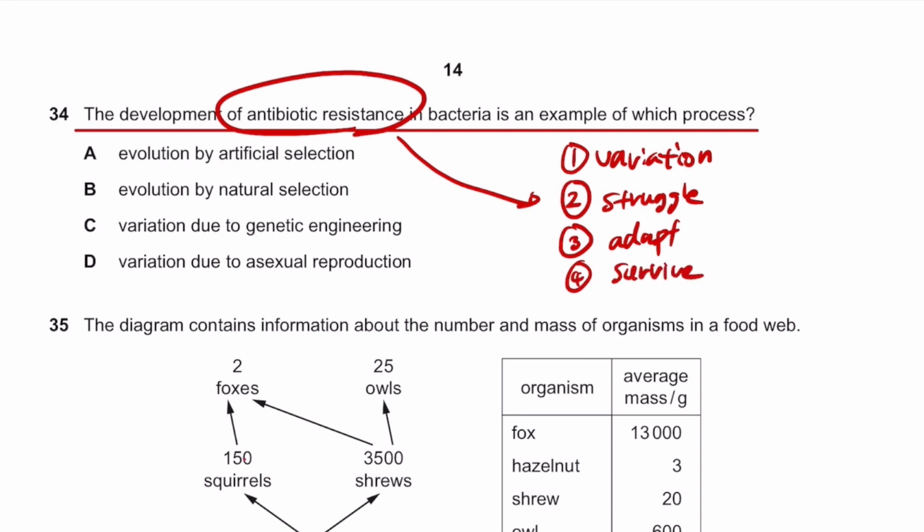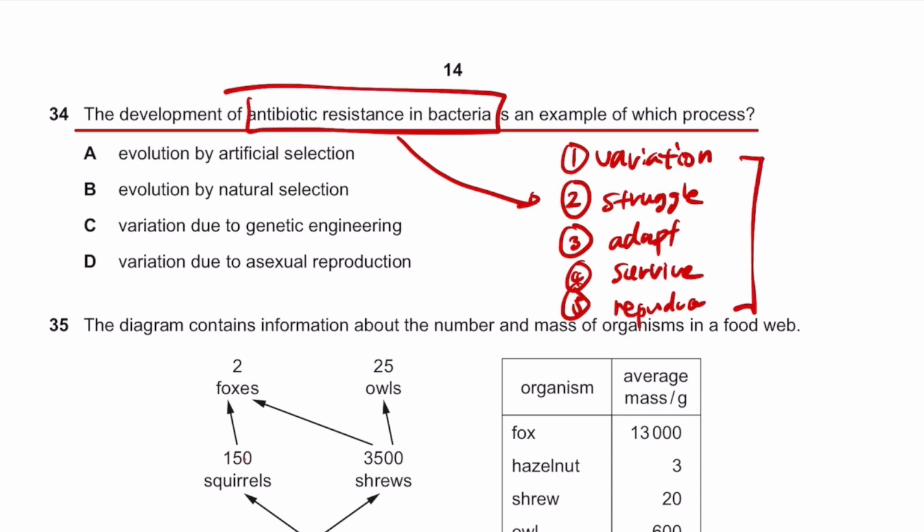Okay? That means others will die, but it will survive and it's going to reproduce itself and pass its gene to the next generation. Okay? And that's a development of antibiotic resistance bacteria overall. So, these steps or criteria are the example of natural selection. Okay? Evolution by natural selection. So B is the right answer for this one.